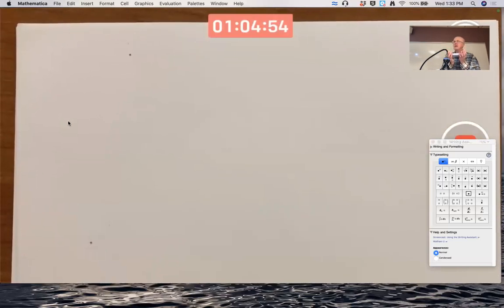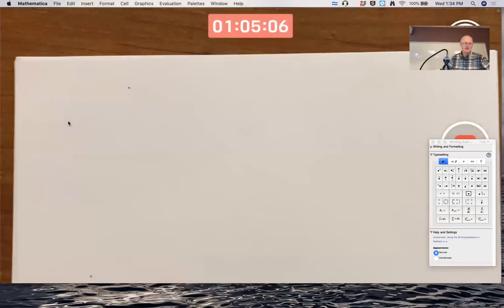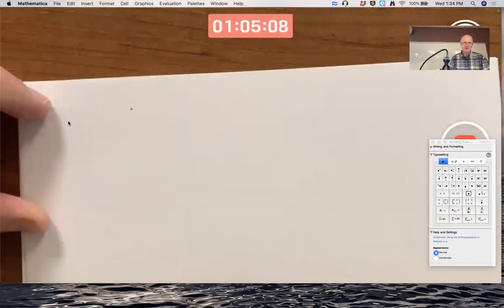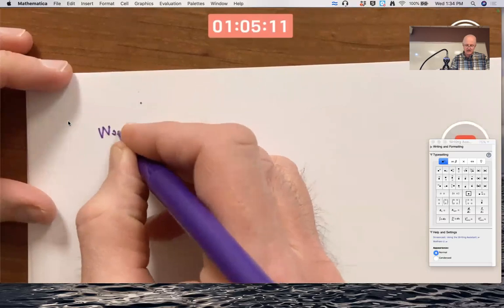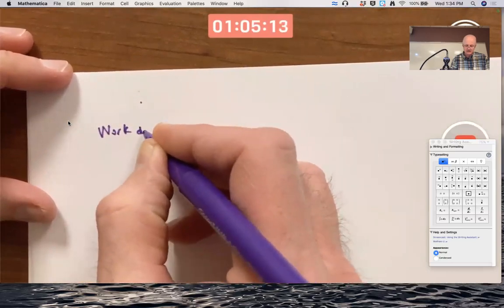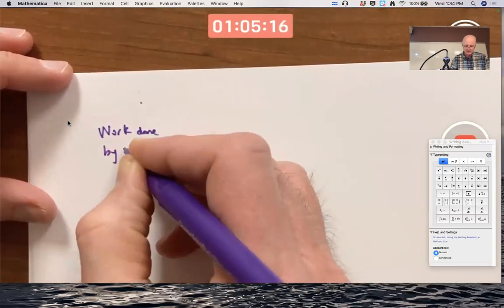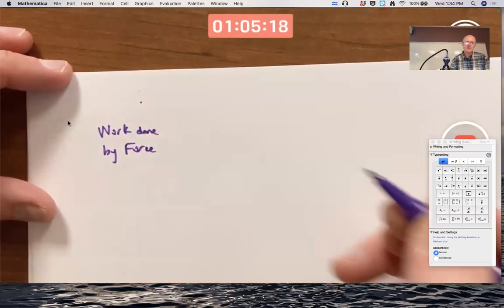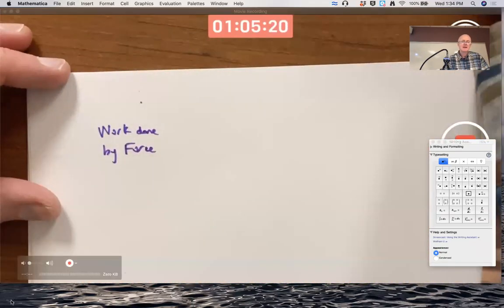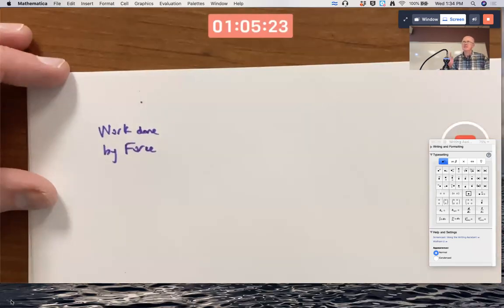What is the work done by the force against gravity? It's defined to be the magnitude of the force, which I'm assuming is constant, times the distance traveled against gravity. Work done by force. In this case, force is upward, gravity is downward. We could say it's a force against gravity.